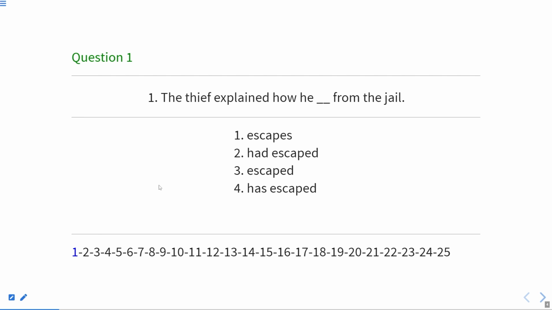Well, this is question number 1. Now, these are actually fill in the blanks. These questions are actually in the fill in the blanks form. So you will see some fill in the blanks based on narration. The thief explained how he dashed from the jail.